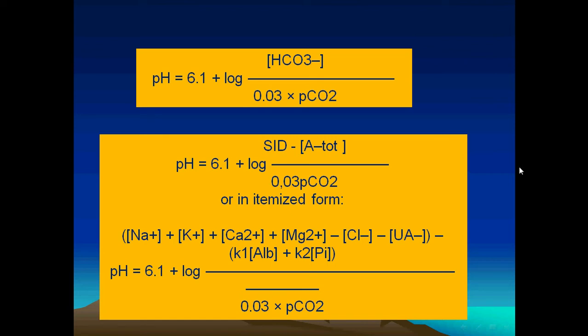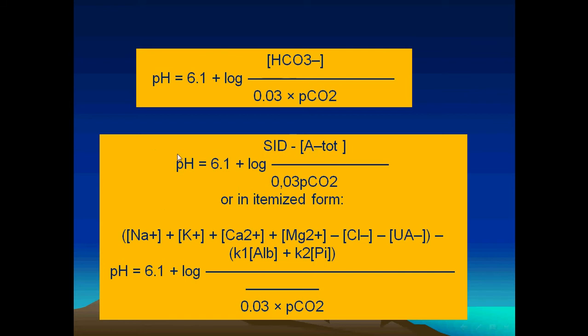So it is clear that the pH itself equals the constant 6.1 plus the logarithm of bicarbonate over carbonic acid. When we come to analyze bicarbonate, you'll find that bicarbonate is the result of strong ion difference minus total weak acids. We're going to talk about it.